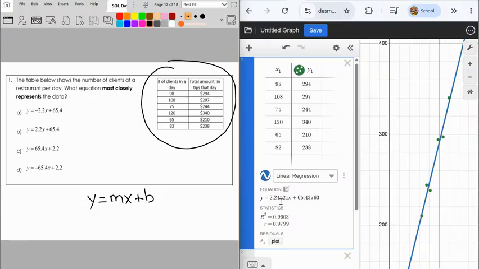So we're looking for the most close data. We can see right away this is an increasing line, so negatives are not going to be part of our answer. And we're going to look carefully, and the slope is 2.24. So this one has 2.2 and this one has 65. So this is definitely our answer. We have the slope and the y-intercept.